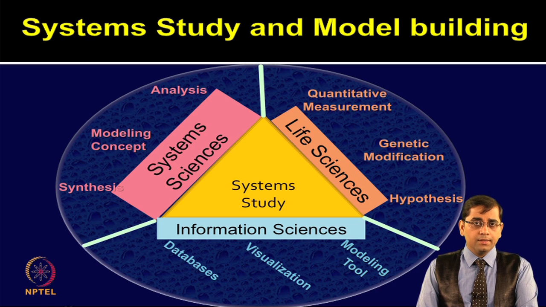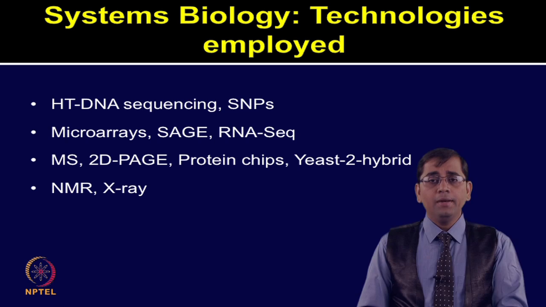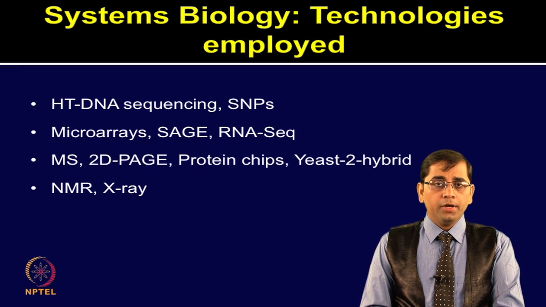The system science includes synthesis, modeling, concepts, analysis. Life science disciplines provide quantitative measurements, genetic modifications and deriving some hypotheses. The information science enables the visualization, the modeling tools and different databases. This model building as an aid to understand the complex system is very useful for system level investigation. There are different technologies which have been employed to study systems biology. Obviously, you need high throughput data sets which could be derived from microarray platforms or RNA deep sequencing, different configurations of mass spectrometry, different types of proteomic tools and protein interaction data sets. Some of the technologies which are commonly employed in systems biology could be classified broadly under the following techniques.